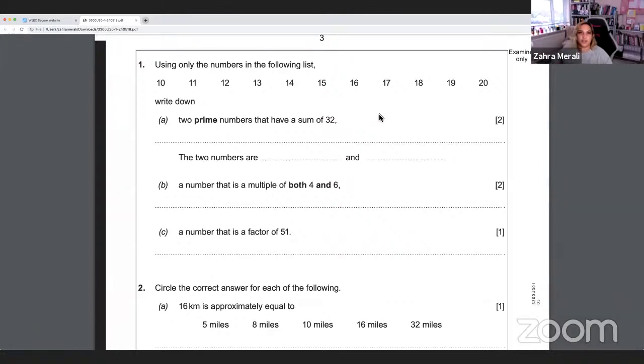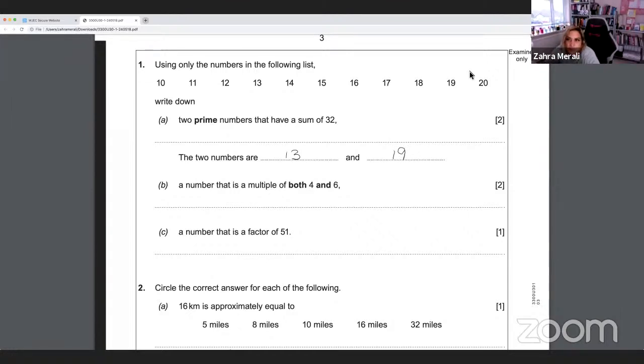We start off, we've got using only the numbers in the following list, write down two prime numbers that have a sum of 32. So the first thing we're going to do is identify our prime numbers. So 10, not a prime number. 11, 11's a prime number, but what do I need to add to 11? So this is non-calculator to get 32. Well, I'm going to add 21, which isn't prime, so that doesn't work. 12's not prime. 13 and 19 make 32, so therefore these must be our prime numbers.